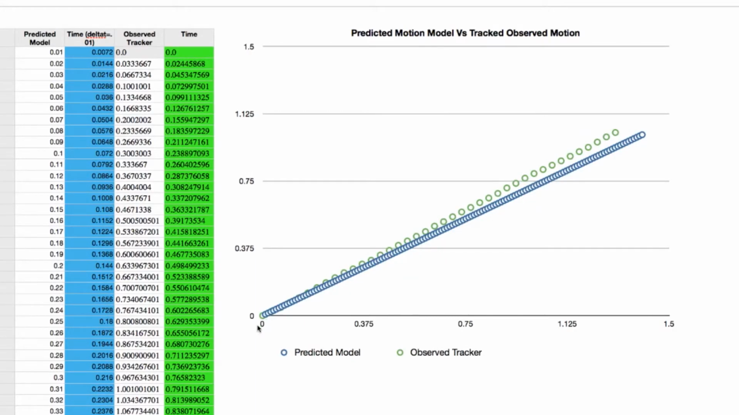And you can see here in the predicted model, there's many more computations and a much more level slope. You can see in the observed tracker, there's fewer computations, or fewer measurements. But again, we see here about the distance of 1 meter, and it took us 1.3 seconds for the observed model, and it took us 1.4 seconds in the predicted model to travel a distance of 1 meter.